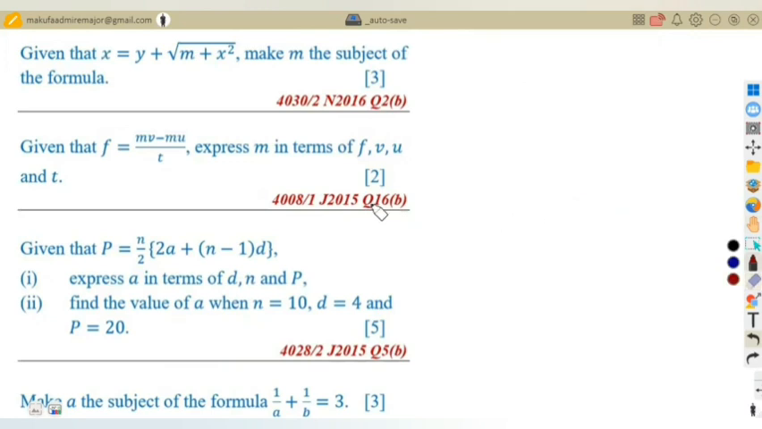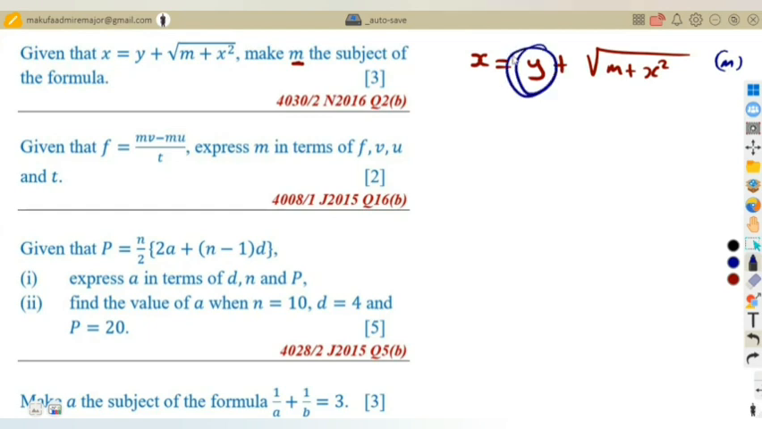Let us check another part. Given that x is equal to y plus the square root of m plus x squared, we are asked to make m the subject of the formula. Take note the term to be the subject is m, and it's inside of the square root. But we've got this part which is not even affected by the square root. So we can transpose this term to the left-hand side so that it becomes a negative. So x minus y would be equal to the square root of m plus x squared.